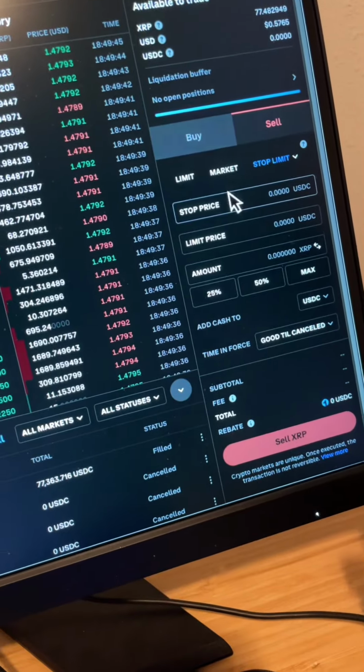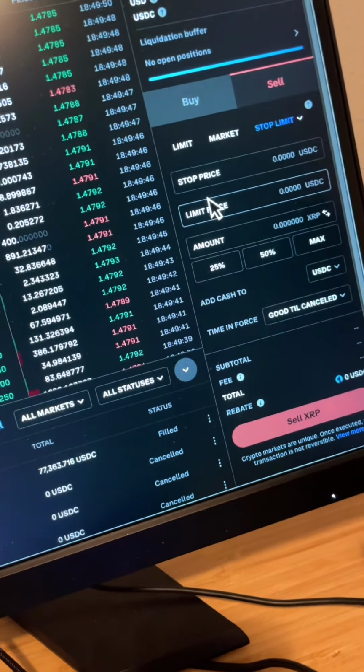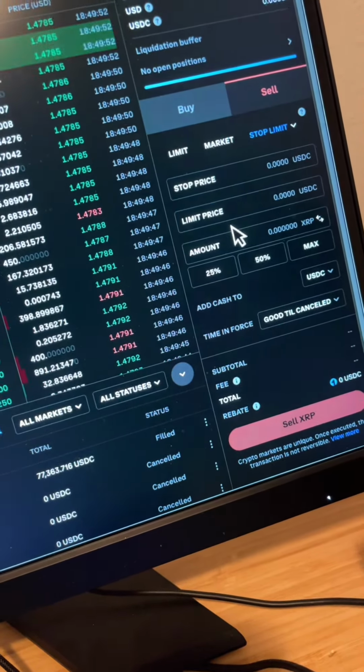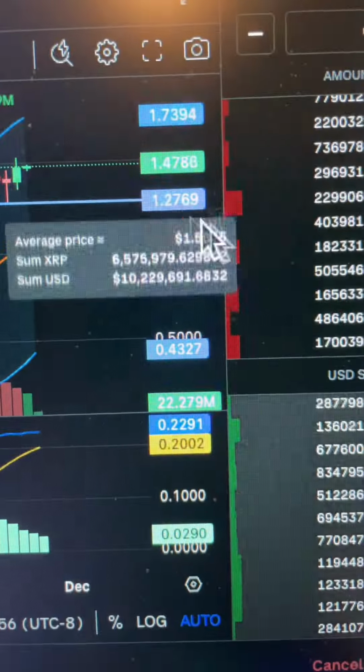Okay, you're going to hit sell right there. And you can see there's two different types of options. There's the stop price and there's the limit price. So in this case, if I were to set a stop price, we talked about that 1.27 level.